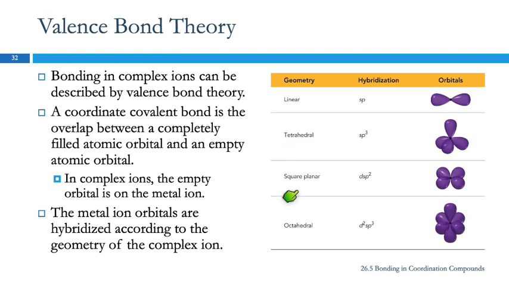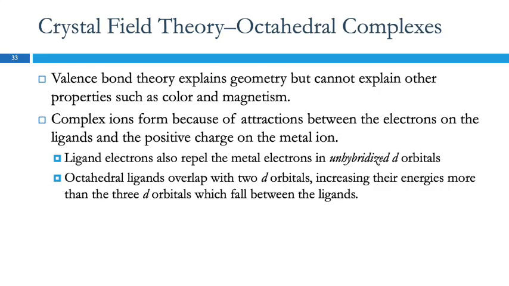Now, square planar is one that we did not see in Chem 1A. But this is where you have a d orbital, an s orbital, and two p orbitals from that metal ion. And then the octahedral is d2sp3. So two d orbitals, an s, and three p orbitals. So valence bond theory explains the geometry that we observe, but it doesn't explain everything. It doesn't explain color or magnetism.